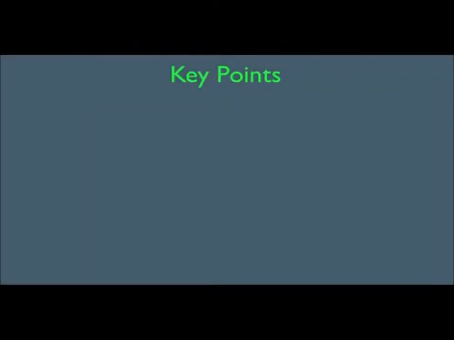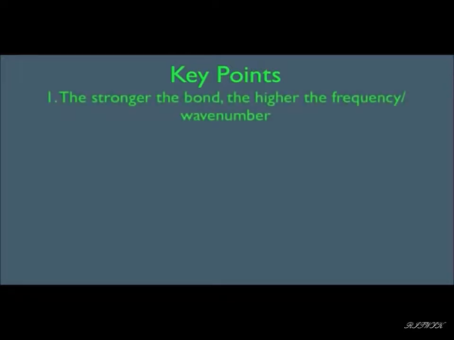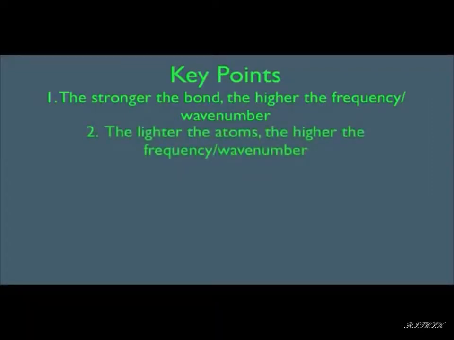In this online lecture, we're going to discuss the relationship between wave numbers and the types of bonds giving rise to those wave numbers. And here's what we want to get out of this. Number one, the stronger the bond, the higher the frequency or wave number. We also want to know, number two, the lighter the atoms, the higher the frequency or wave number. And by the way, what I mean here by higher frequency means higher frequency of bond vibration, which would therefore give a higher wave number on the IR spectrum.